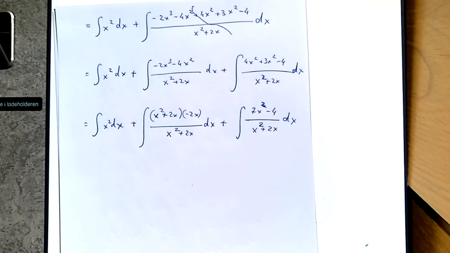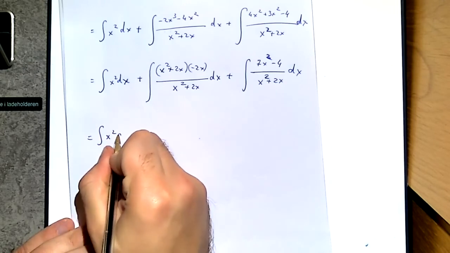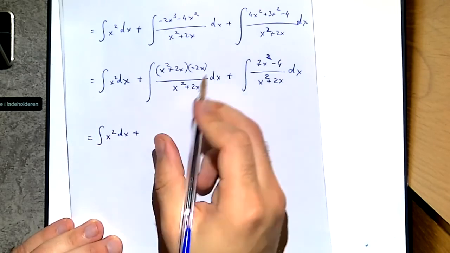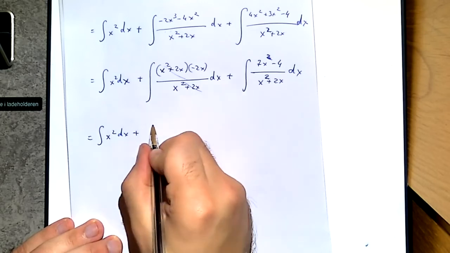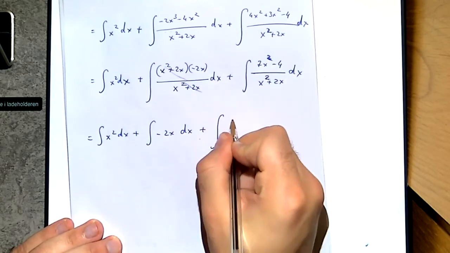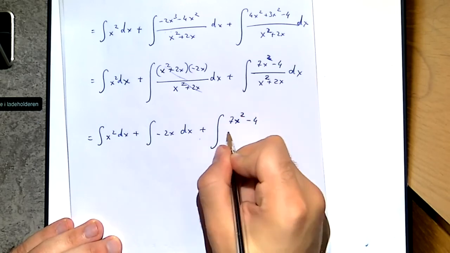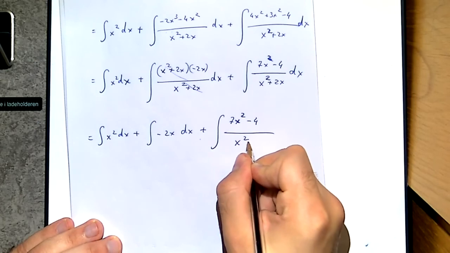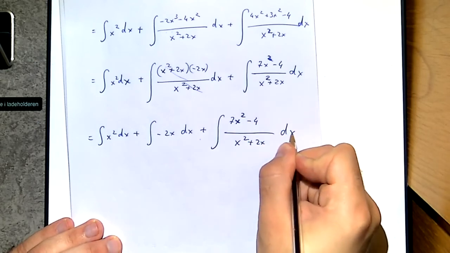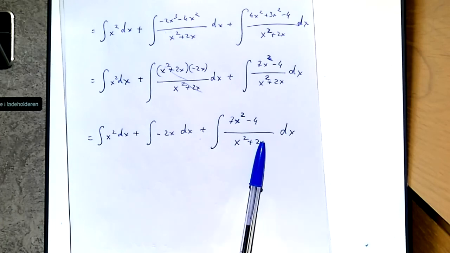Everyone agree with what I just did here? Okay, so now I have the integral of x squared dx plus, this goes away again, and I have the integral of minus 2x dx plus, look at this fraction. It looks almost beautiful. Okay, so again, power is decreasing now. I have an x squared left. It means I'm doing something right.